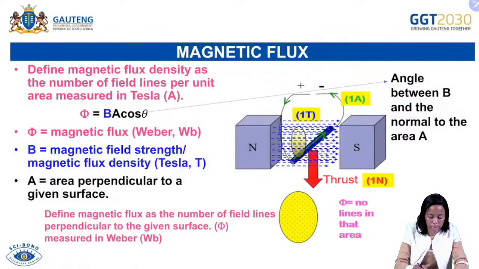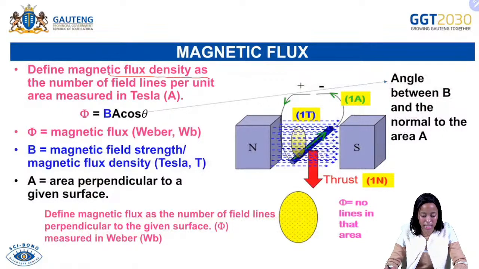Okay, then next it says define magnetic flux density as the number of field lines per unit area, measured in Tesla, T. So we are saying that these blue lines here represent the magnetic field lines.